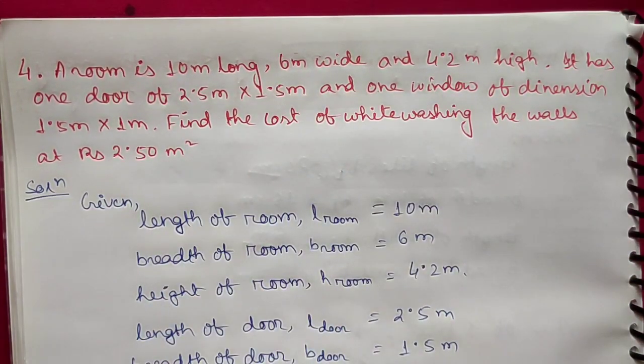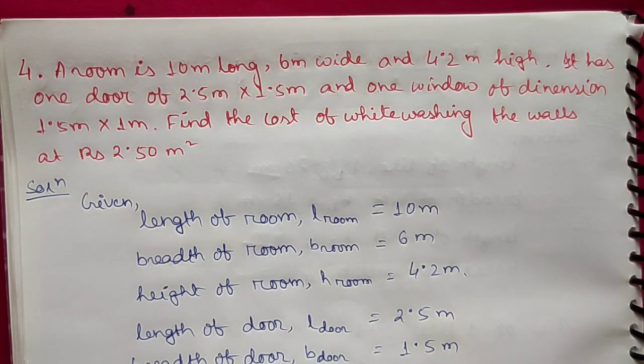So in this case we have a room, and the room consists of one door and one window. Now what do we have to do? We have to find the cost of whitewashing the walls. So as it is written in the question, we have to consider the formula for area of walls.